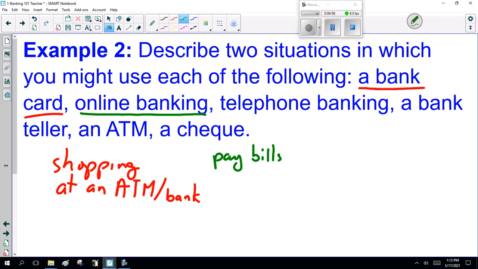Rent, my cell phone, our internet, the utilities, that's all online banking. We don't go to the bank and pull out money and give it to them. It's done through the computer. Paying bills, paying rent, something regular. Telephone banking: when would you do telephone banking? When would you call and talk to somebody?